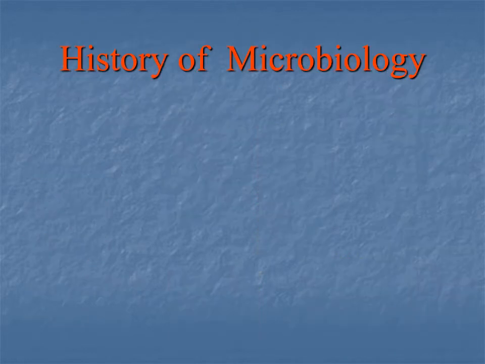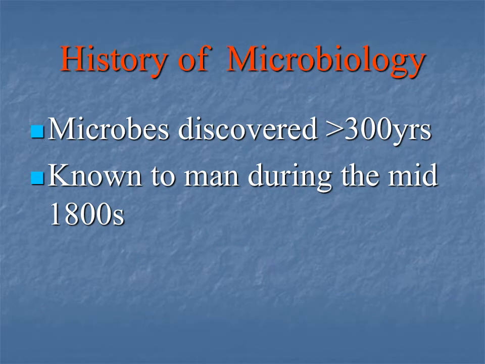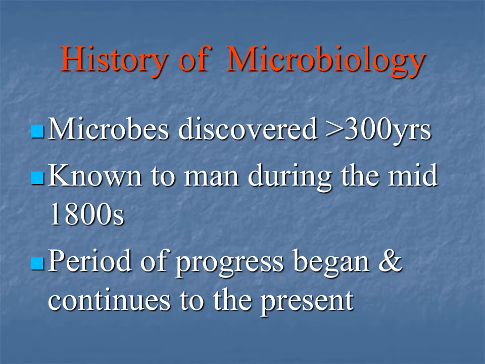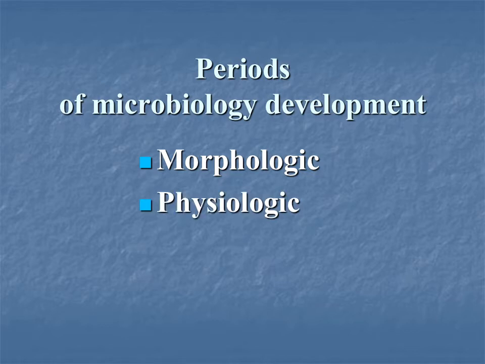History of microbiology. Microbes were discovered more than 300 years ago and became known to man during the middle of the 18th century. A period of progress began and continues to nowadays. The periods of microbiology development are: morphological, physiological, and prophylactic periods.